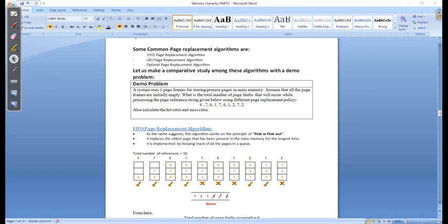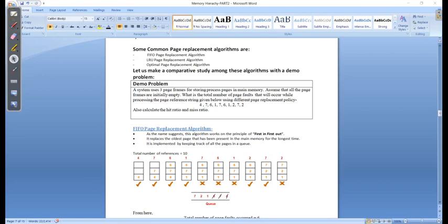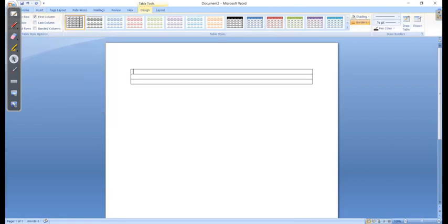Look into the demo problem. The demo problem is something like: a system uses 3 page frames for storing process pages in the main memory. So what does this line say? It says that in this example, we have 3 frames in our RAM, or in other words, we have divided our RAM into 3 pages. In your RAM, say this is your RAM, you have 3 frames.